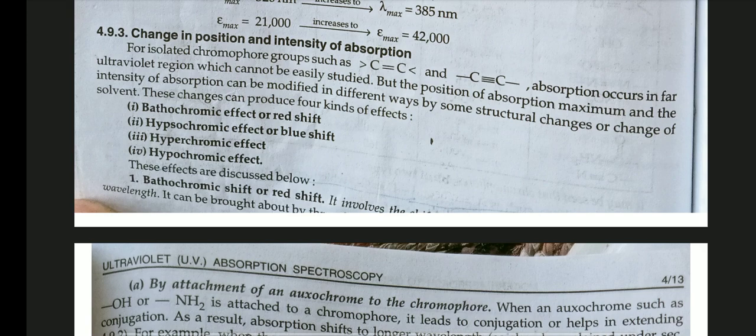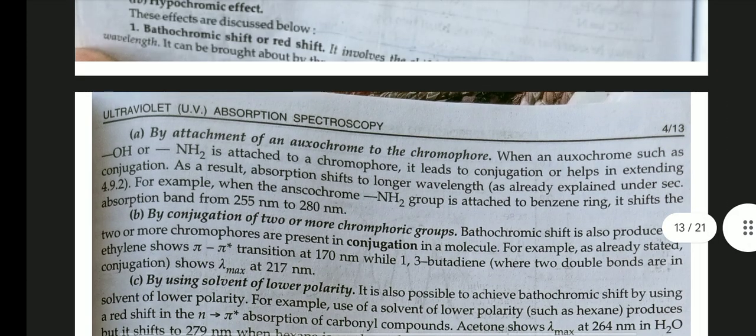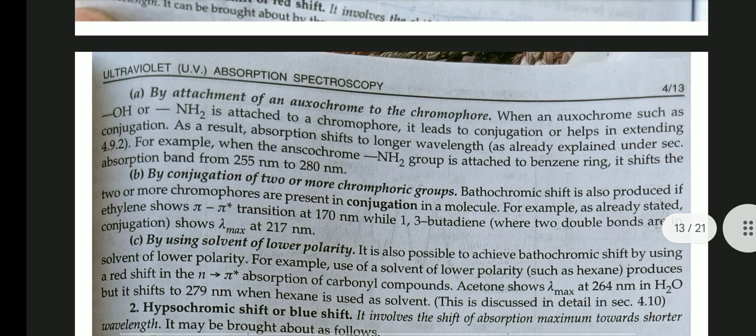bathochromic effect or red shift, hypsochromic effect or blue shift, hyperchromic effect, hypochromic effect. Bathochromic shift or red shift. By attachment of an auxochrome to the chromophore: when an auxochrome such as OH or NH2 is attached to a chromophore, it leads to conjugation or helps in extending conjugation. As a result, absorption shifts to longer wavelength.